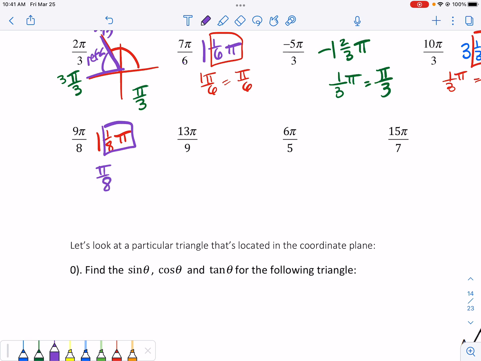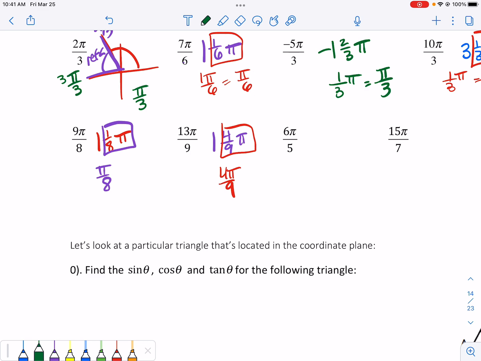If we look at 13 pi ninths, 9 goes into 13 once, and you've got 4 left over. So it's 1 4/9 pi. So then we've got 4/9. We want to know, is that more than half or less than half? So half of 9 is 4.5, so it's less than that. Well, how far past the whole number did we go? Well, we went 4 pi ninths past it. So then our reference angle is 4 pi ninths.